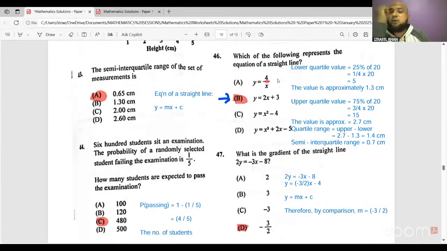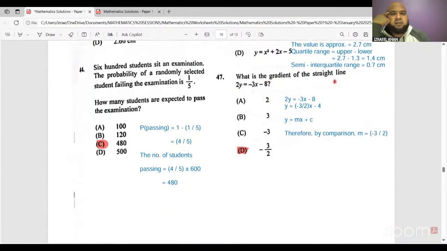46. Which of the following represents the equation of a straight line? Now, without going too much into this, I'll say it's this one because it is in the form of y equals mx plus c, like what I put here. Y equals mx plus c. M is your gradient, C is your y-intercept. It's in that format, so the answer is B as in bat.